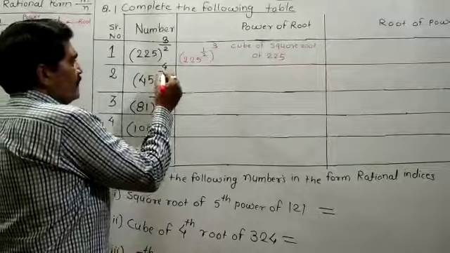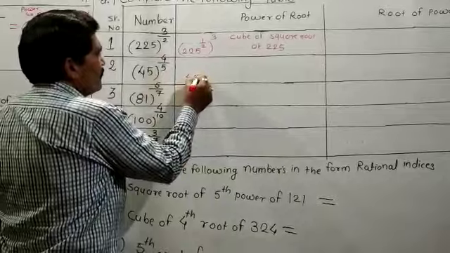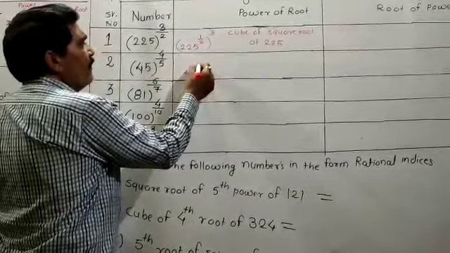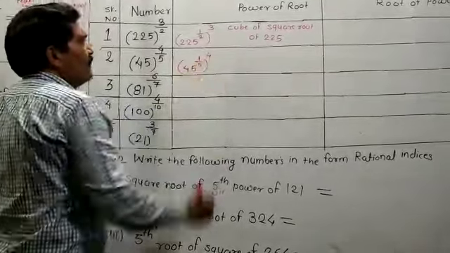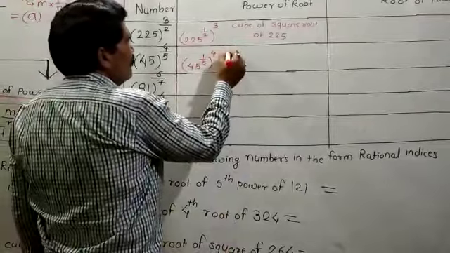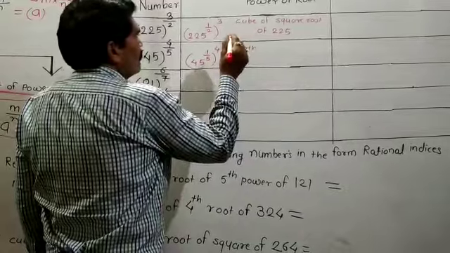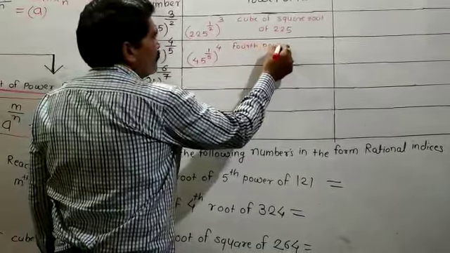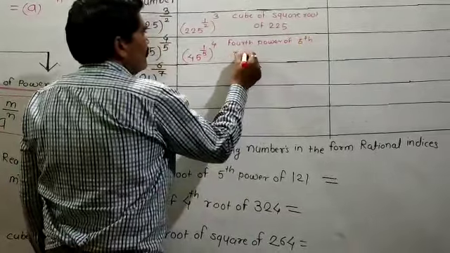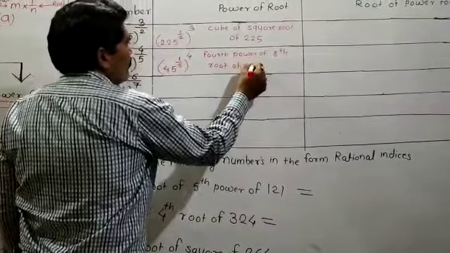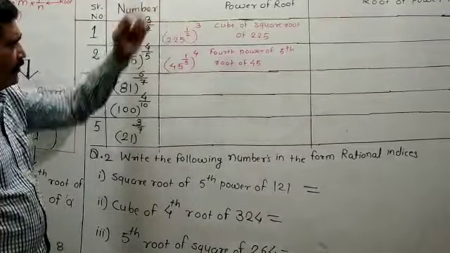You have to write this. Then you have to write root inside and power outside. 45. You have to write the root inside, 1 upon 5, power outside 4. At that time you will say fourth power of fifth root of 45. This is power, fourth power of fifth root of 45.